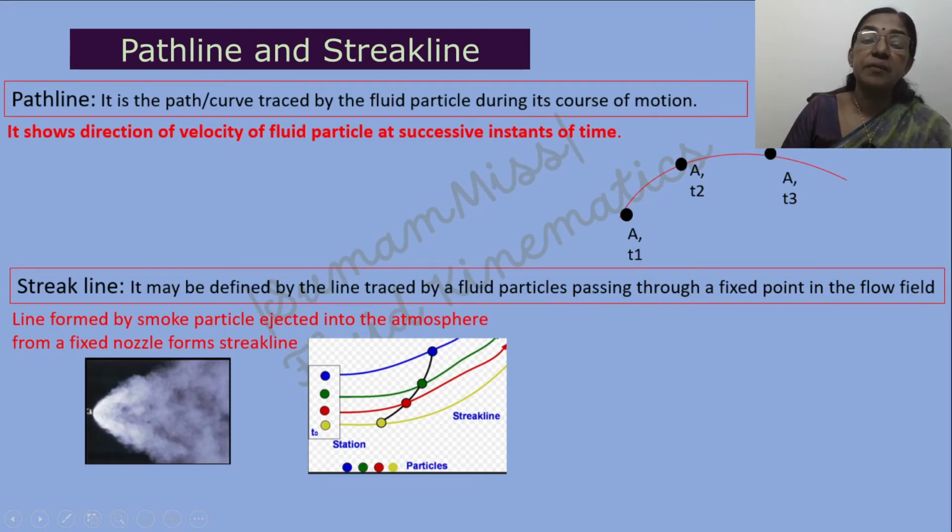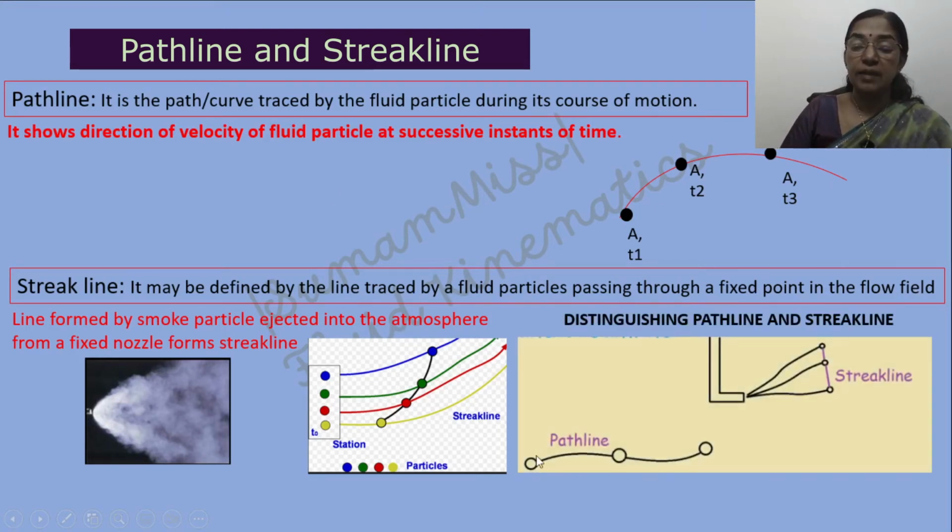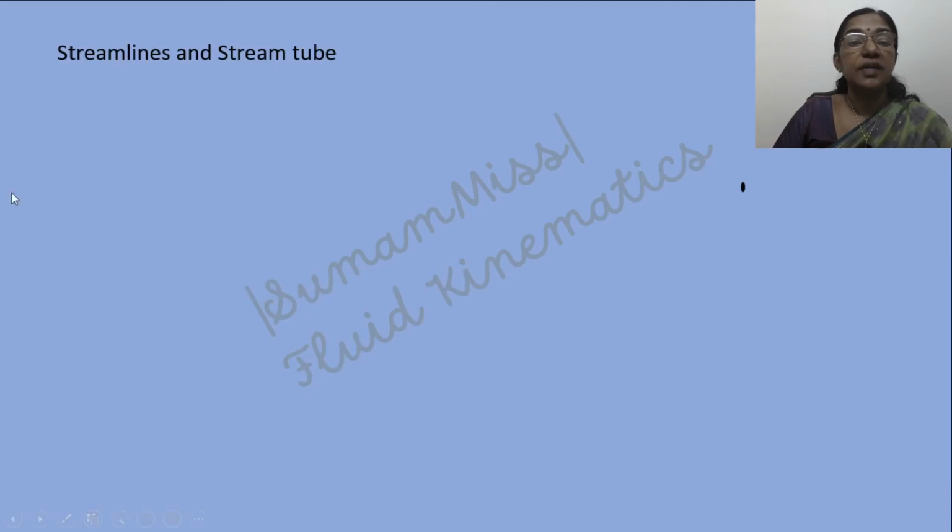So we can differentiate pathline and streakline. Pathline is the line traced by the fluid particle during its course of motion, whereas streakline is the line joining the fluid particles passing through a fixed point in space. However, in steady flow, pathline and streakline are the same. The next part is the discussion on streamline.